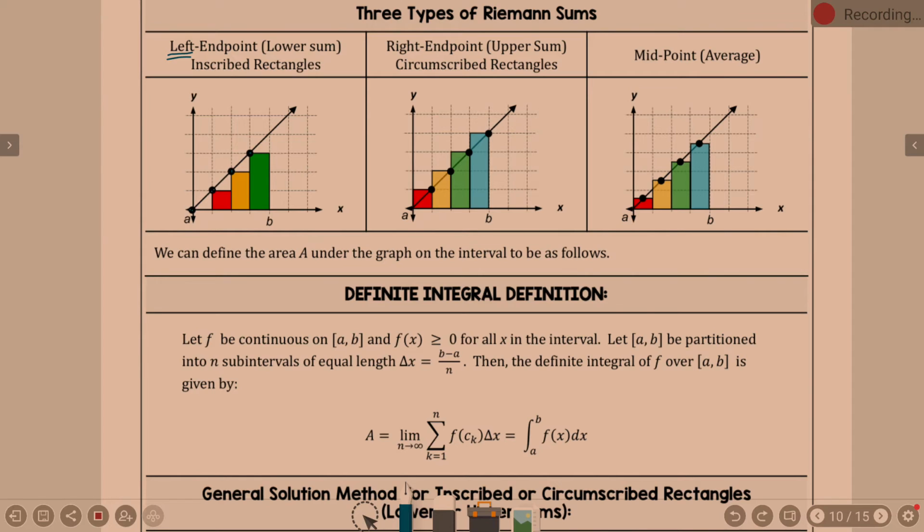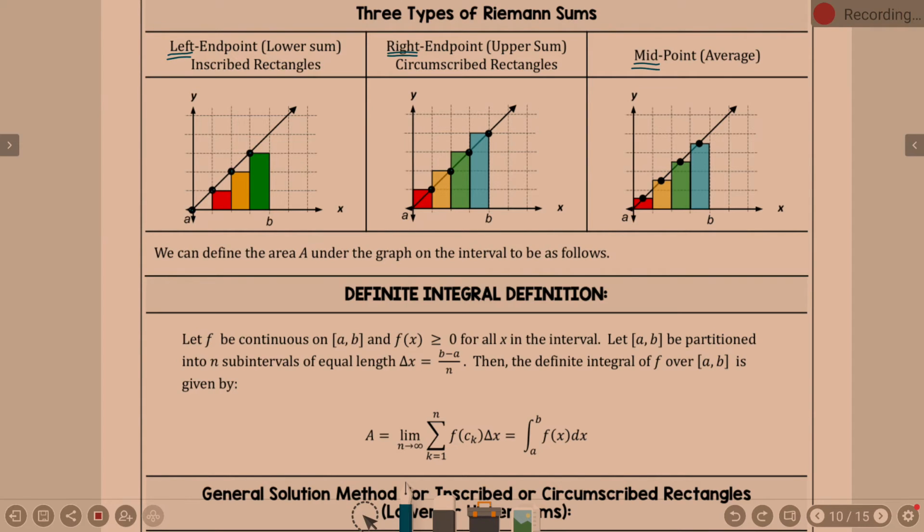Okay, so this next piece, these are right. They're right because each of the rectangles touches the curve on the right side of the rectangle. These are what we would call upper or circumscribed because they go above the curve, which in this case is a line. And then the fun ones, midpoint.